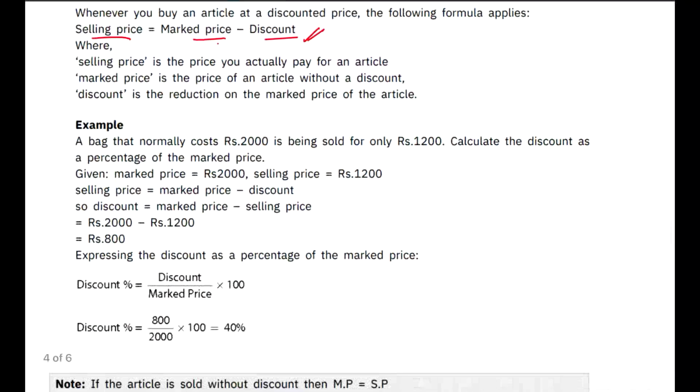Take a bag. Bag is normally costing 2000 rupees and sold for only 1200 rupees. The discount as a percentage of the marked price would be how much? Now remember that it is sold for 1200, so this is my SP, and marked at 2000, that is my MP. So if I am calculating the discount, it's always the difference between MP and SP, and that is 800 rupees. And if someone asks me the percentage, then the denominator will always be the marked price, which is 2000.